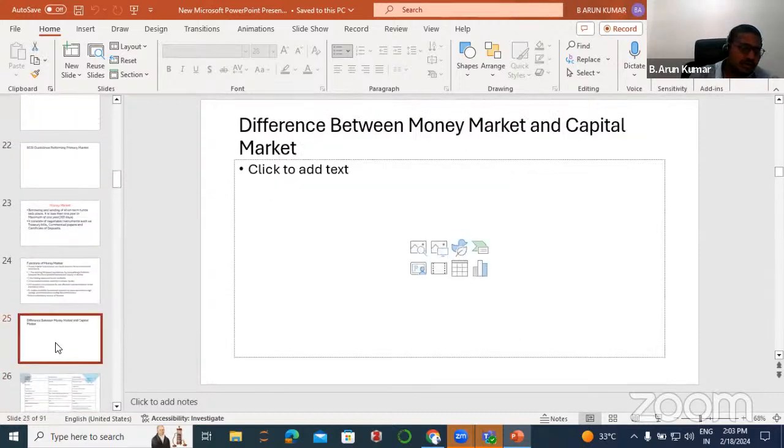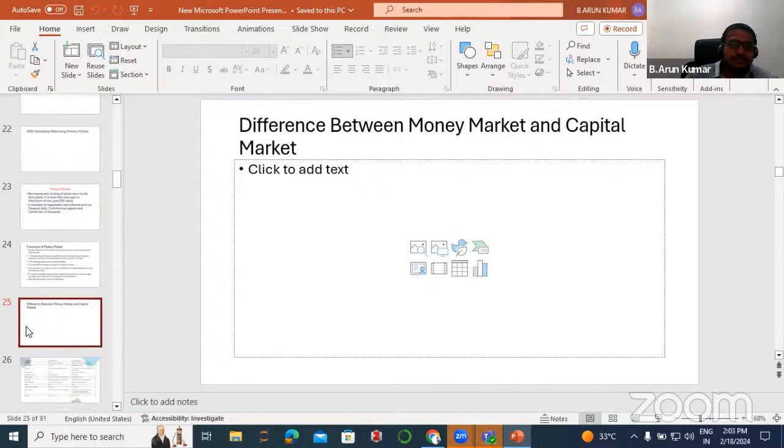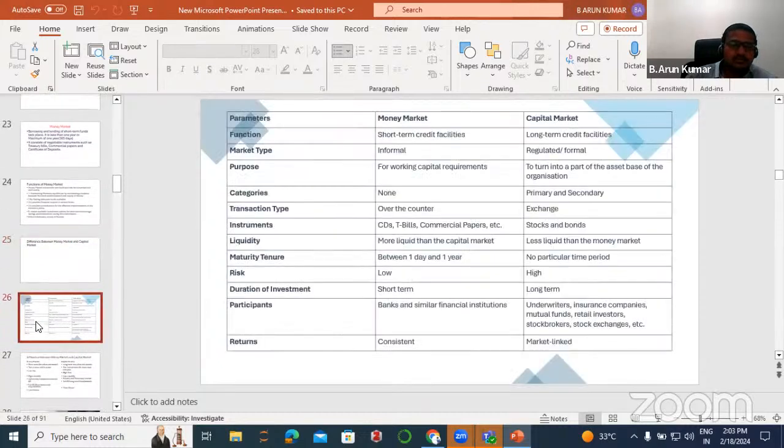So coming to unit number 6, that is money market. On page number 81, they have given some definitions regarding the money market and the functions of the money market.